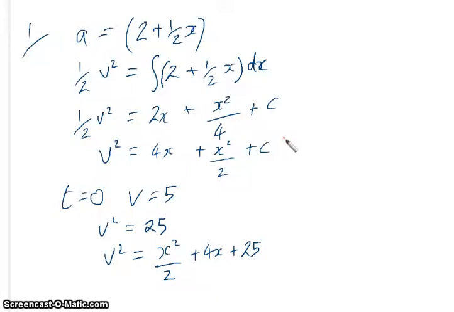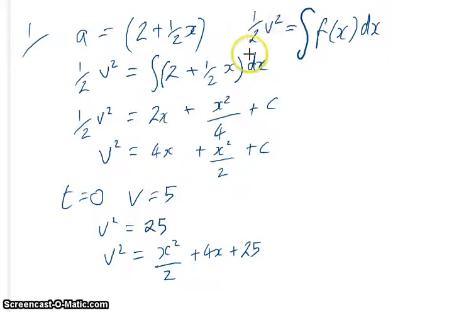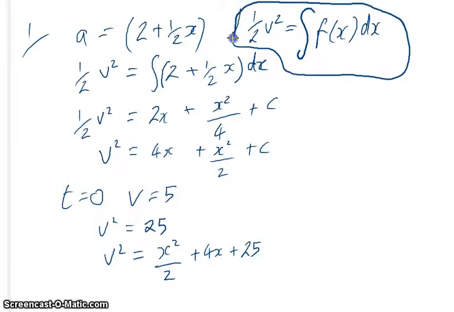Now, in the first video that I made, we looked at the idea that the integral of f of x dx was equal to half v squared. Okay, so that's the idea that I'm going to be using now. Here we have a predefined acceleration given to us in the question, and there are a set of initial conditions given as well.